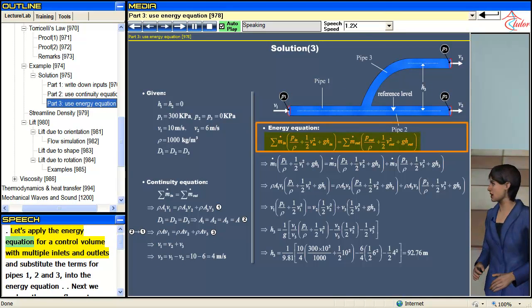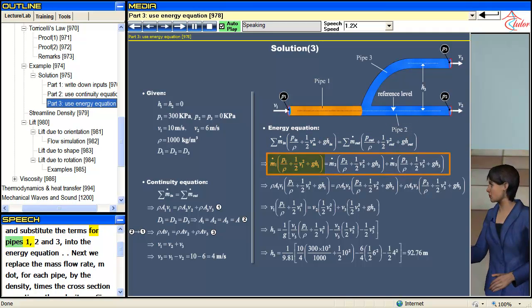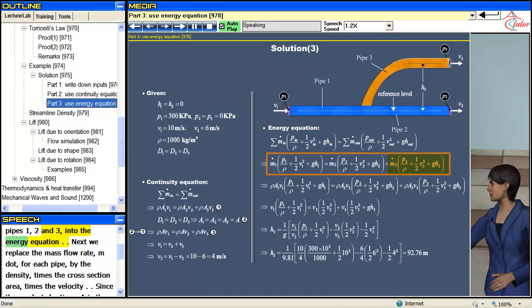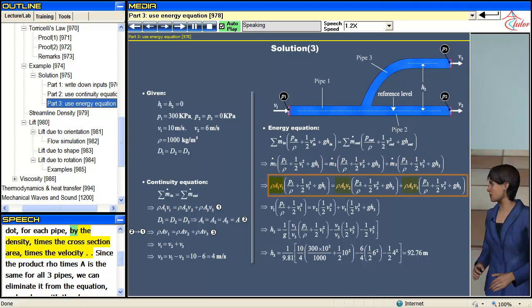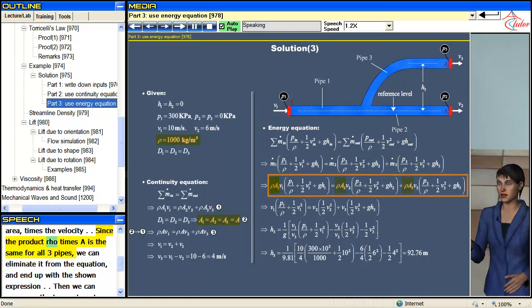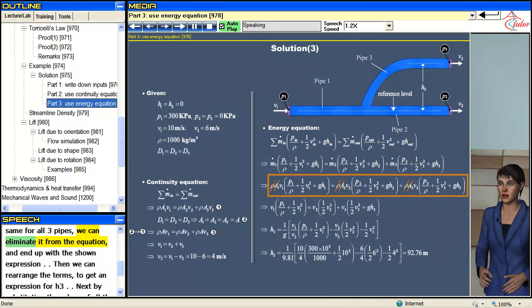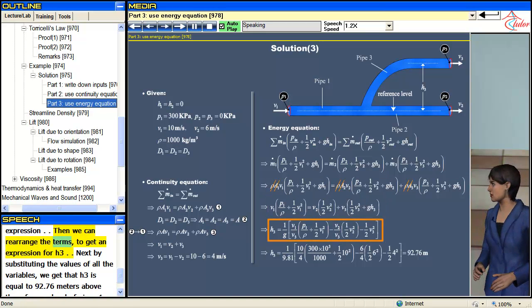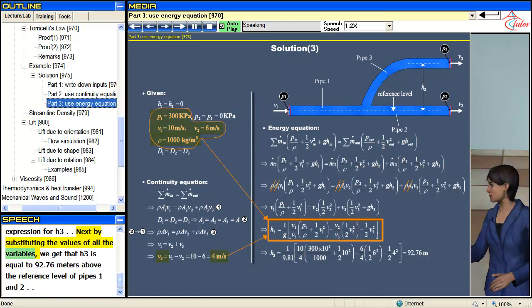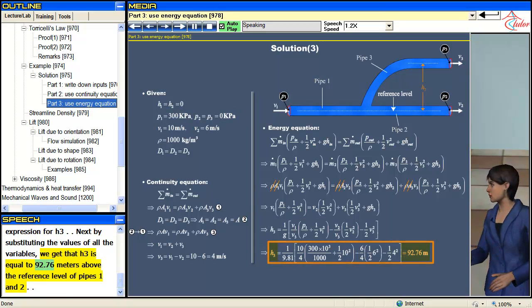Let's apply the energy equation for a control volume with multiple inlets and outlets, and substitute the terms for pipes 1, 2, and 3 into the energy equation. Next we replace the mass flow rate, m dot, for each pipe, by the density, times the cross-sectional area, times the velocity. Since the product ρ times A is the same for all three pipes, we can eliminate it from the equation, and end up with the shown expression. Then we can rearrange the terms to get an expression for H3. Next, by substituting the values of all the variables, we get that H3 is equal to 92.76 meters above the reference level of pipes 1 and 2.